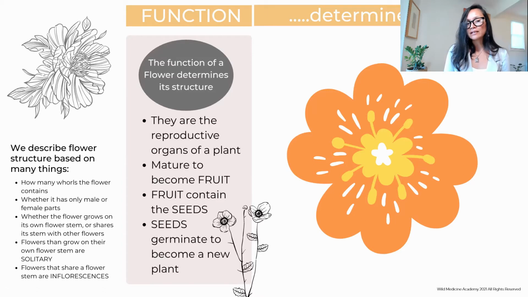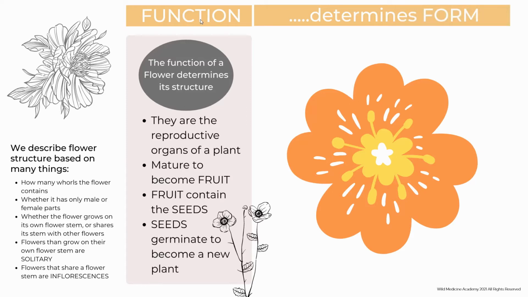Another way that we can describe flowers is based on how they grow, so if they grow in clusters or whether they grow solitarily. That's not what we're looking at today, but it is another way that flowers are described. So let's have a look at the function of flowers.